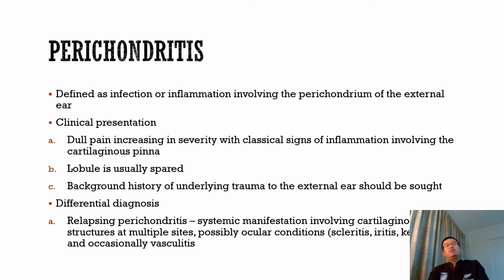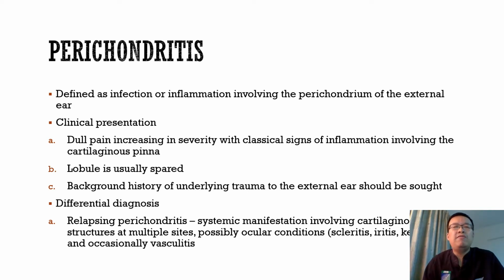Let's move on to inflammatory process, perichondritis. Define it as infection or inflammation involving the perichondrium of the external ear. How does it present? The classical signs of inflammation, dull pain, increasing severity. It's usually at the cartilaginous portion, so the lobule is usually spared. Of course, the patient has a background history of trauma, or any forms of trauma to the external ear for that matter. Differential diagnosis, relapsing perichondritis.